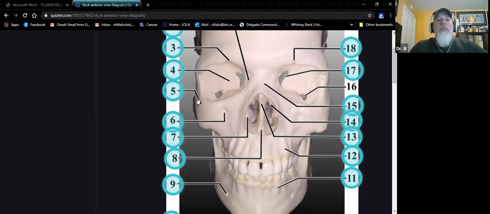Now, our cheekbone, number 5, you can see it pointed right here. This is going to come out and then make up the lateral aspect of the eye orbit. So we've got one right there and one over there. That is the zygomatic bone. This opening right here below the eye, if this up here was our supraorbital foramen, this down here is going to be the infraorbital foramen.